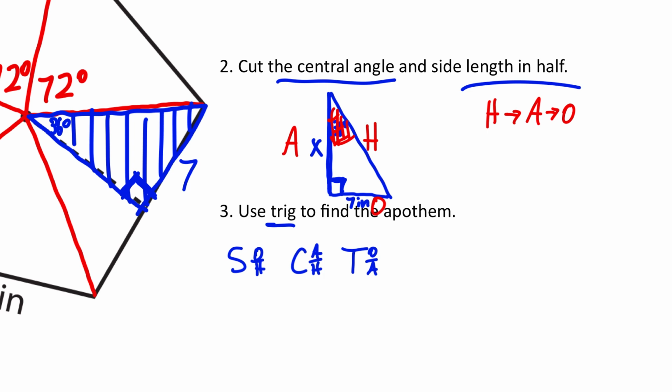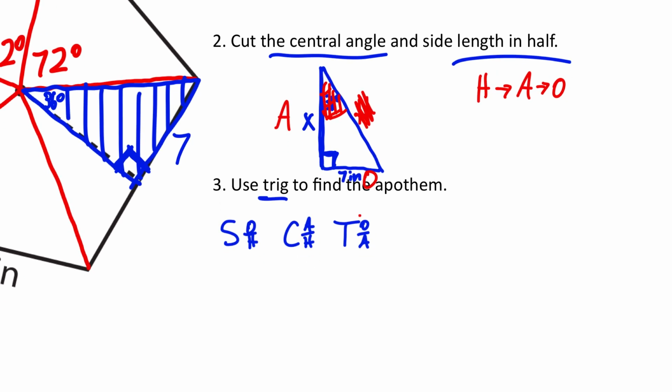Which one of those 3 sides is blank here? The H. So the H is out. O and A tells me to use which one? Tangent. The process that we're going through here, if you go through this process, you're basically always going to use tangent. It's just the way it works because it's the same process each time.